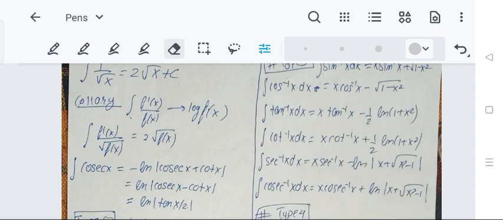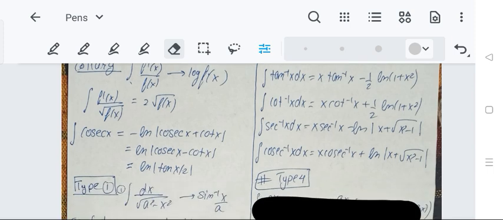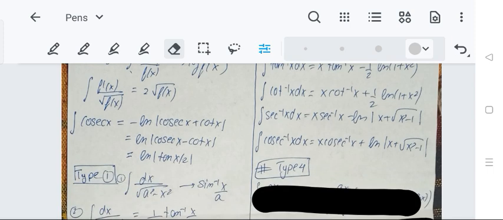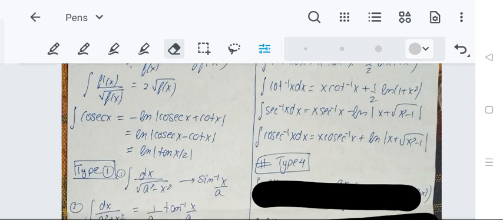Then next, the integration of tan inverse x is equal to x times tan inverse x minus half of ln 1 plus x square. Then the integration of cot inverse x is equal to x times cot inverse x plus half of ln 1 plus x square. The integration of secant inverse x is equal to x times secant inverse x minus ln of x plus root x square minus 1. The integration of cosec inverse x is equal to x times cosec inverse x plus half of ln x plus root of x square minus 1.